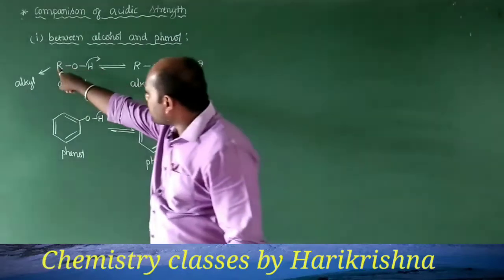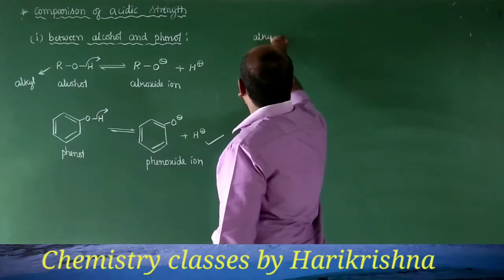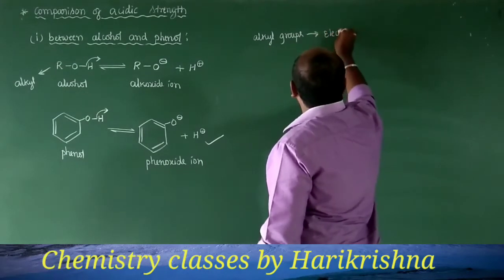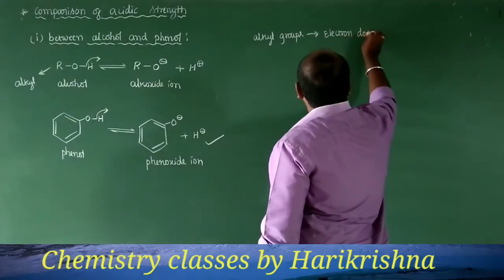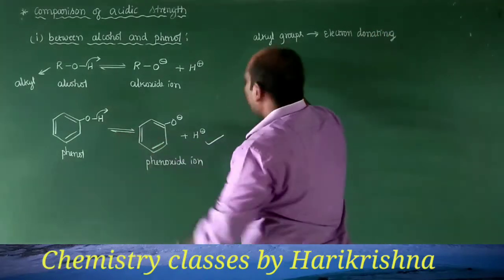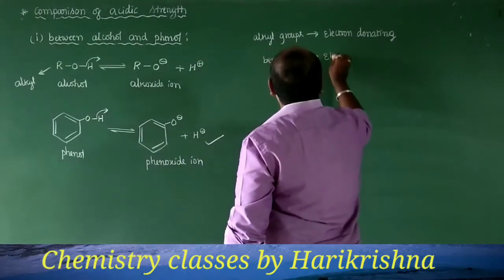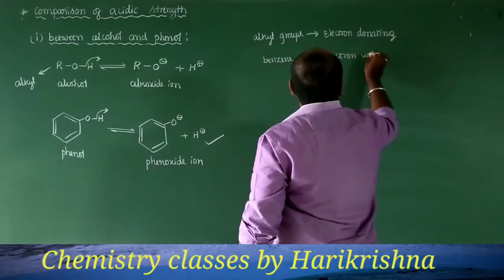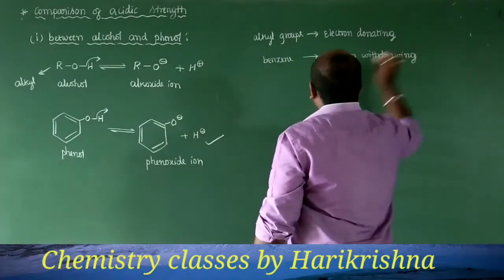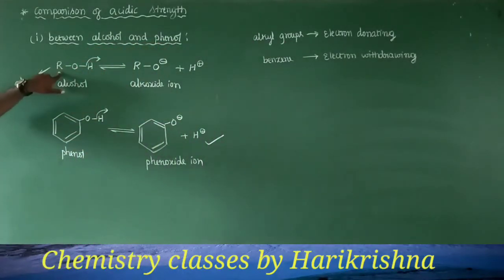If you notice, here I have written R, in the sense alkyl group. We know that all the alkyl groups are electron donating in nature, right? So all the alkyl groups are electron donating in nature. And if you come to the phenol group, that is benzene, that is a phenyl group, and the benzene ring is an example for electron withdrawing group. So here also we are having a difference between alkyl group and the benzene ring that is present in case of phenol. So here the alkyl group is electron donating in nature.